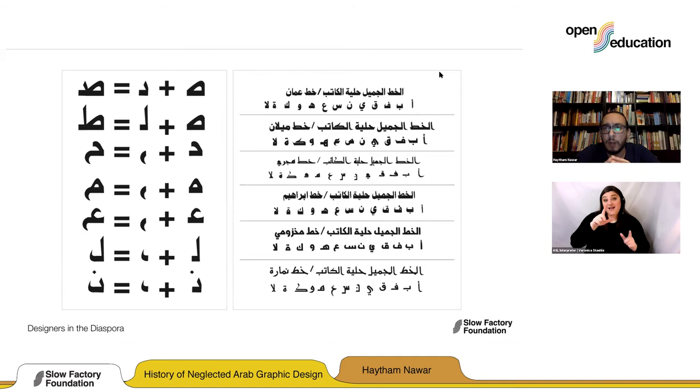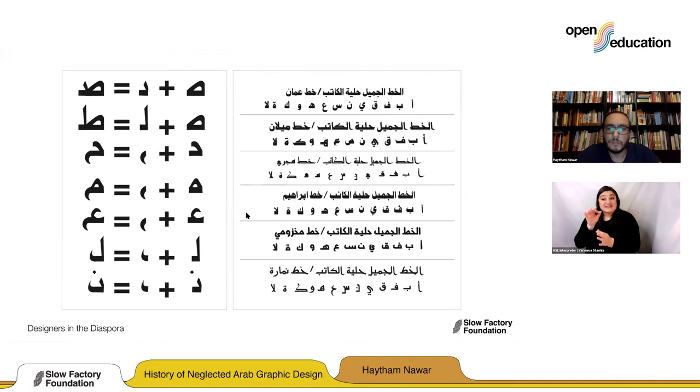So he tried to simplify them and find a way that can make it easier to make the printing blocks. But unfortunately, he was so much accused because of his way of simplifying Arabic letters that he was even accused of being a spy, because the simplification looks like Hebrew. So he was imprisoned and he was in exile for a while.